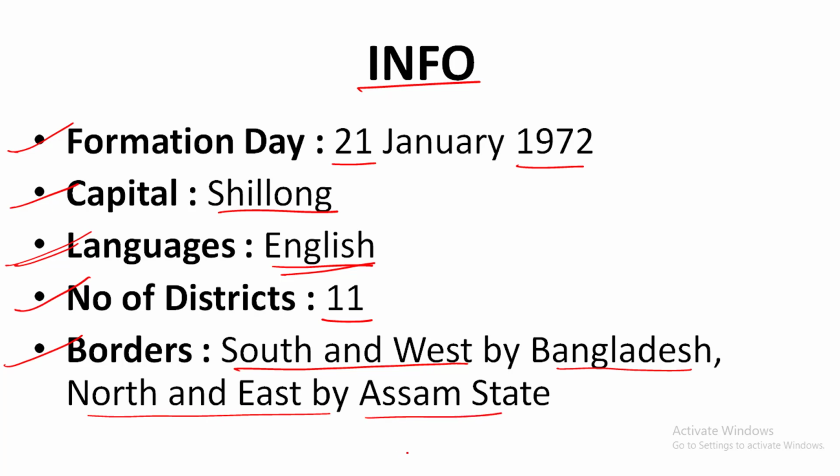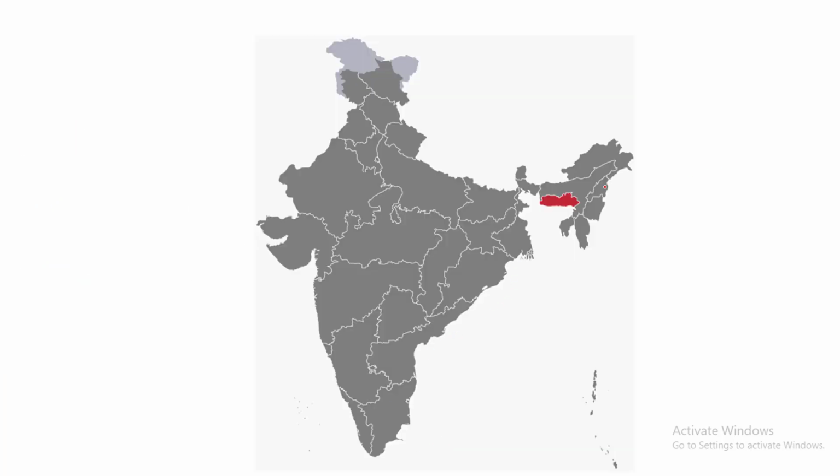Let me show you Meghalaya on Indian map. This is state Meghalaya and it is bordered by country Bangladesh and Indian state Assam. And here is a list of districts of Meghalaya.